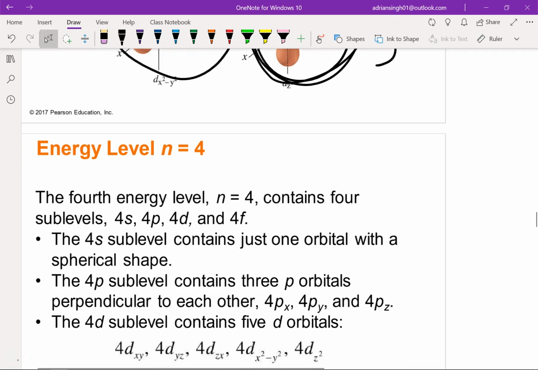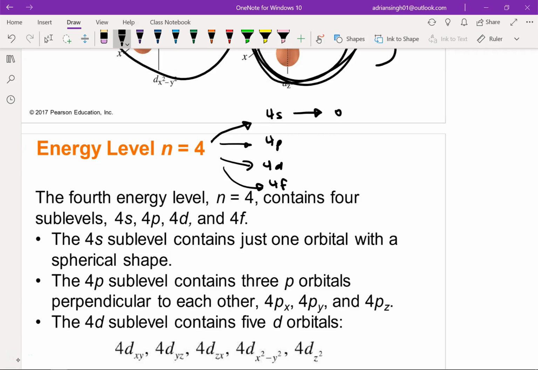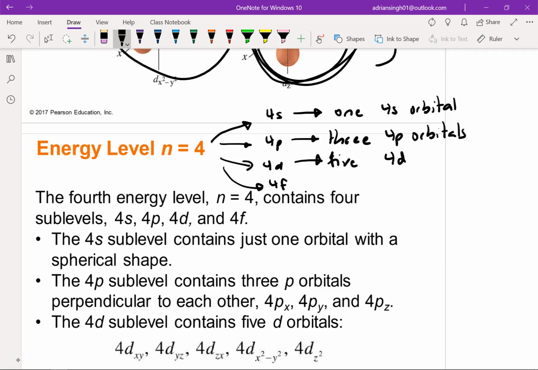When we get to the 4th energy level, this tells us we're going to have 4 sublevels. So we'll have the 4s, the 4p, the 4d, and now we're also going to have the 4f sublevel. So the 4s sublevel is going to contain 1 4s orbital. The 4p sublevel will contain 3 4p orbitals. The 4d sublevel will contain 5 4d orbitals. And the 4f sublevel now will contain 7 4f orbitals.